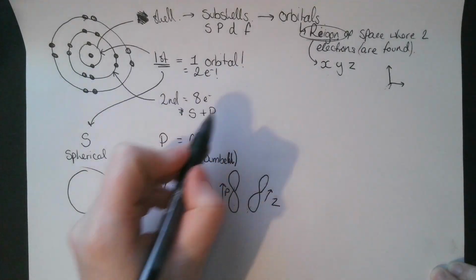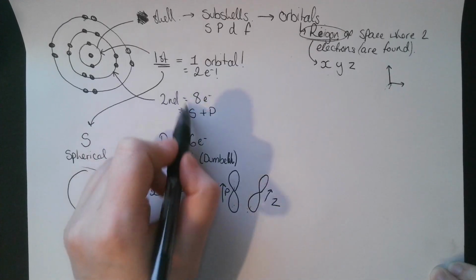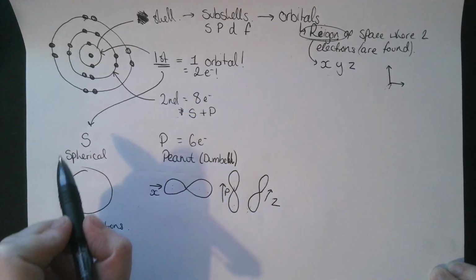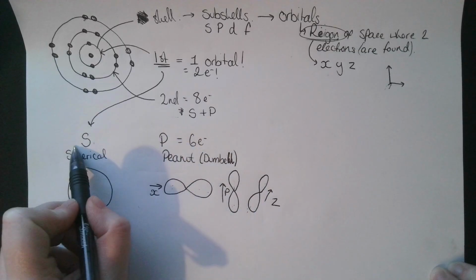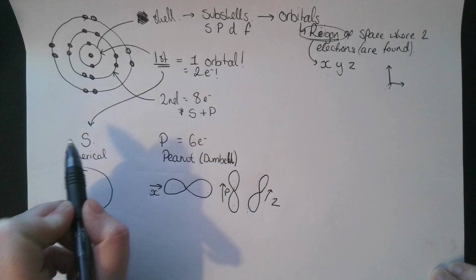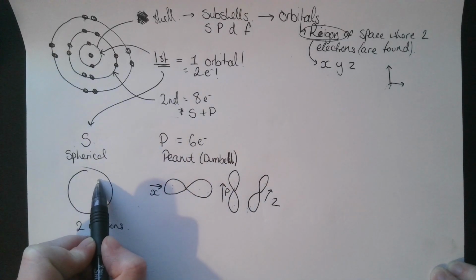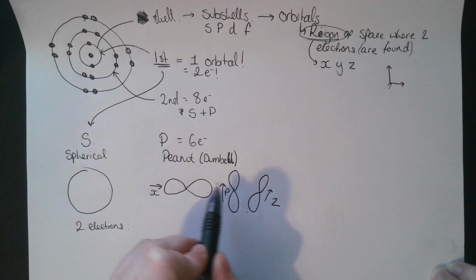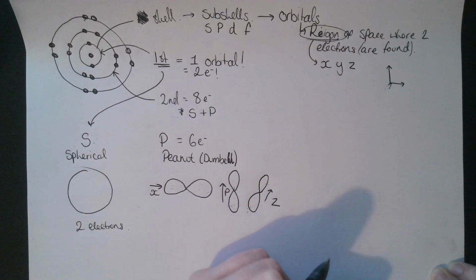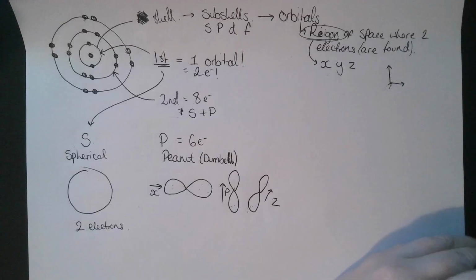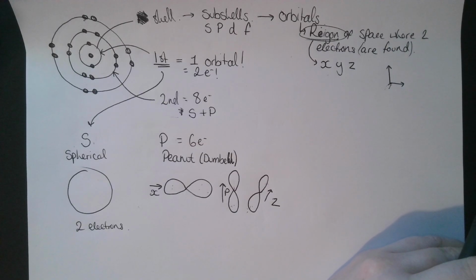So in order to make the second shell, we need to have 2 subshells, S and P. S can hold a maximum of 2, P can hold a maximum of 6, lying across all 3 vectors, all 3 directions.